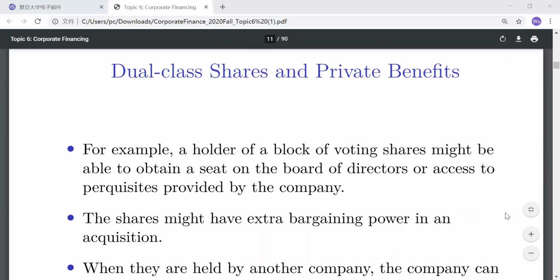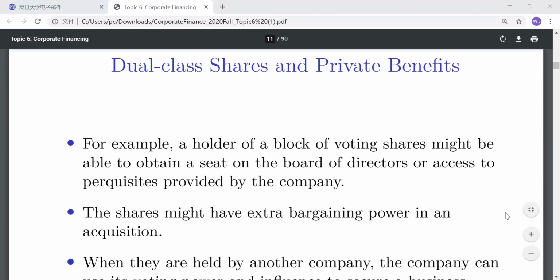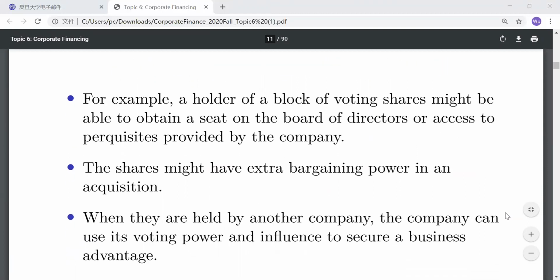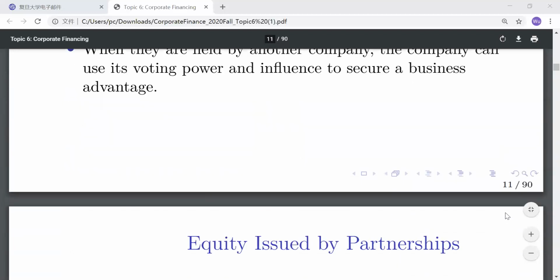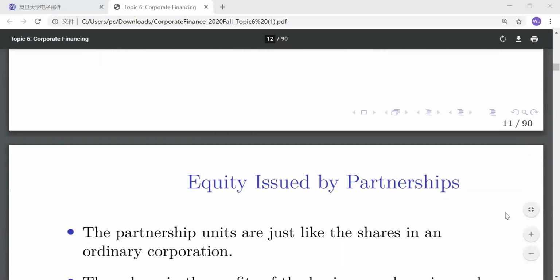And basically, a holder of a block of voting shares might be able to obtain a seat on the board of directors or access to perquisites provided by the company. So these shares might have extra bargaining power in acquisition. When they are held by another company, the company can use the voting power and influence to secure a business advantage. So now you can see if you have the B class share, you are very powerful to approve or disapprove of significant corporate actions.